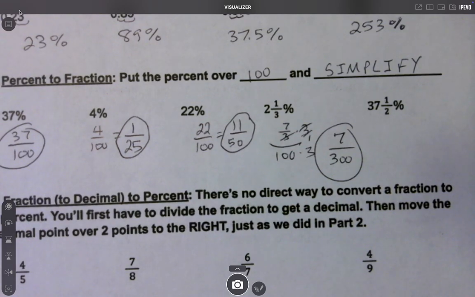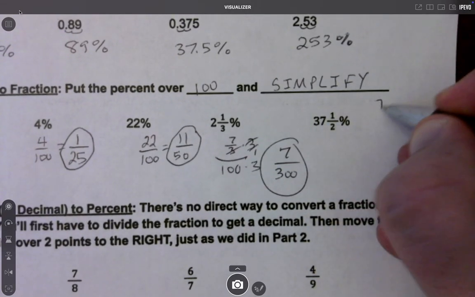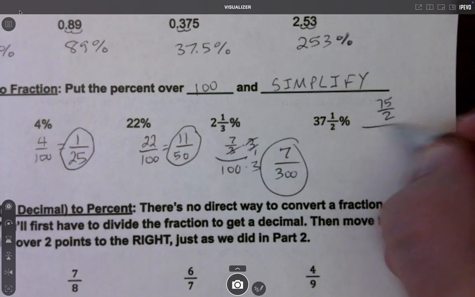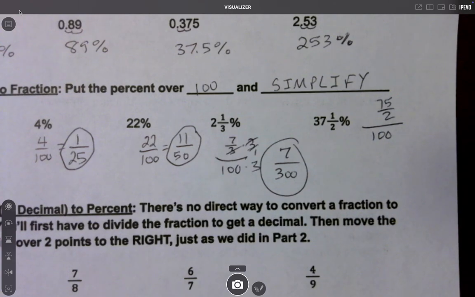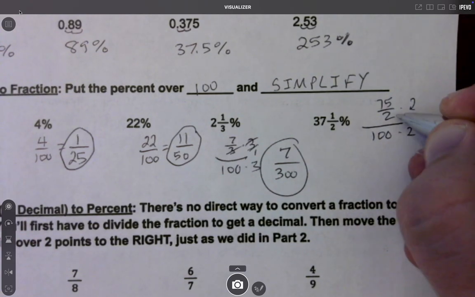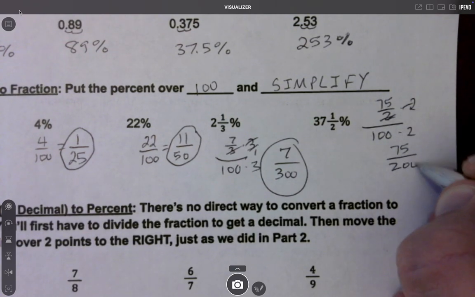So let me do it that way, and I'll show you another way to do it. And you can just pick which way you like better. So 37 times 2 is 74, plus 1 is 75. So 75 over 2 divided by 100. Then we multiply top and bottom by 2 to get rid of that denominator. We get 75 over 200.